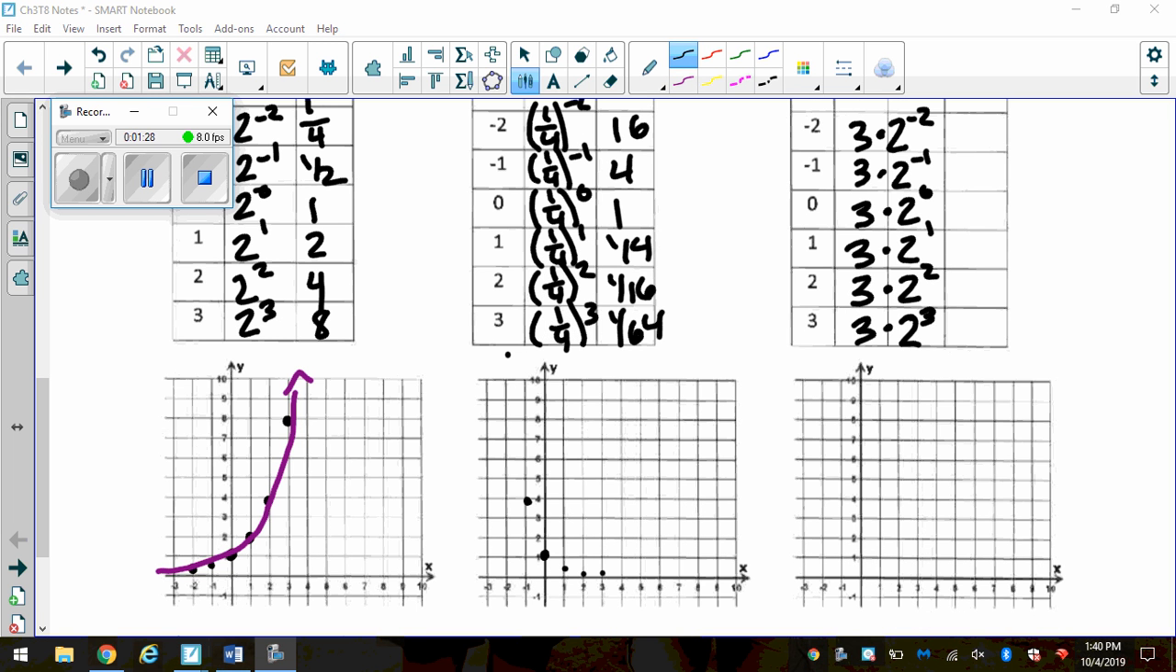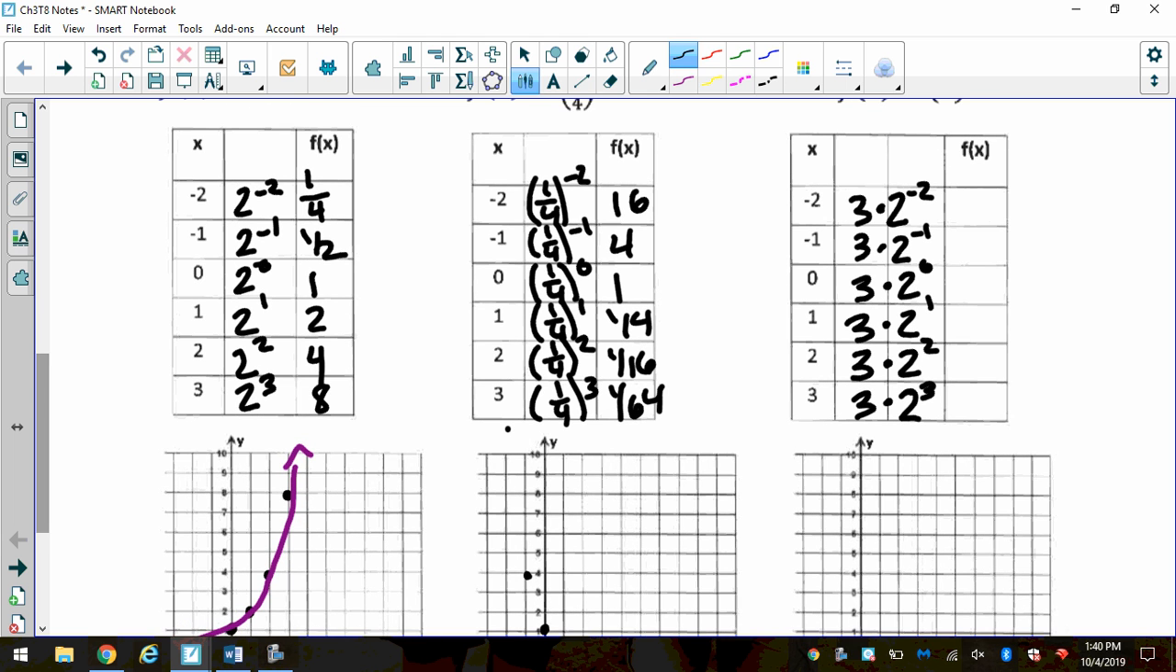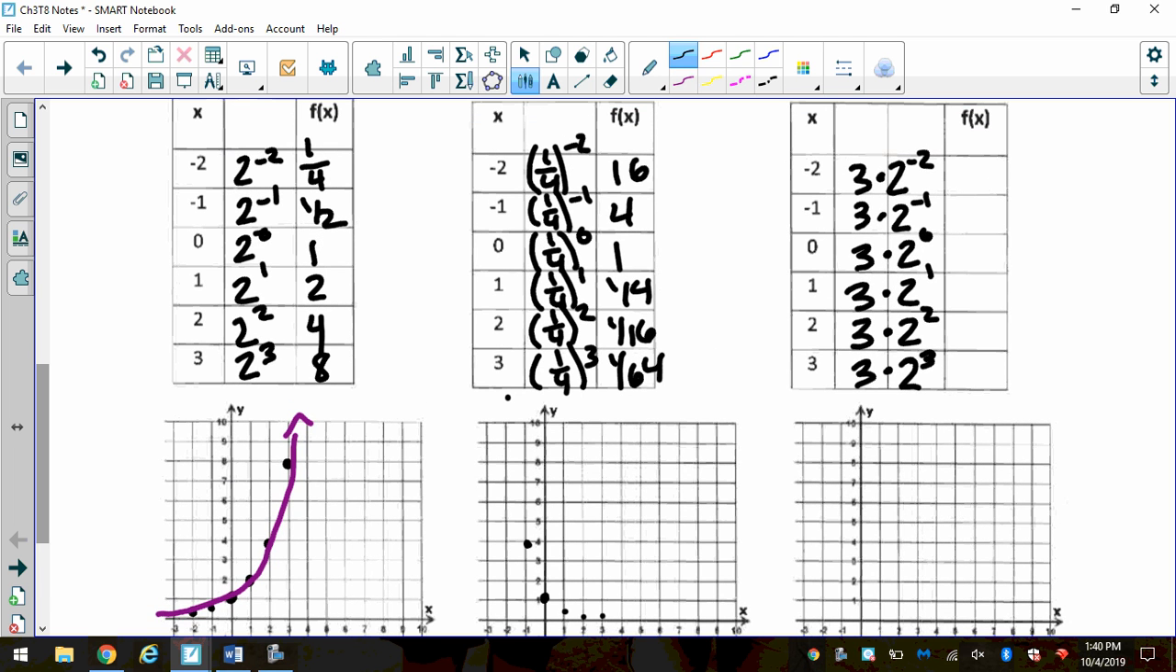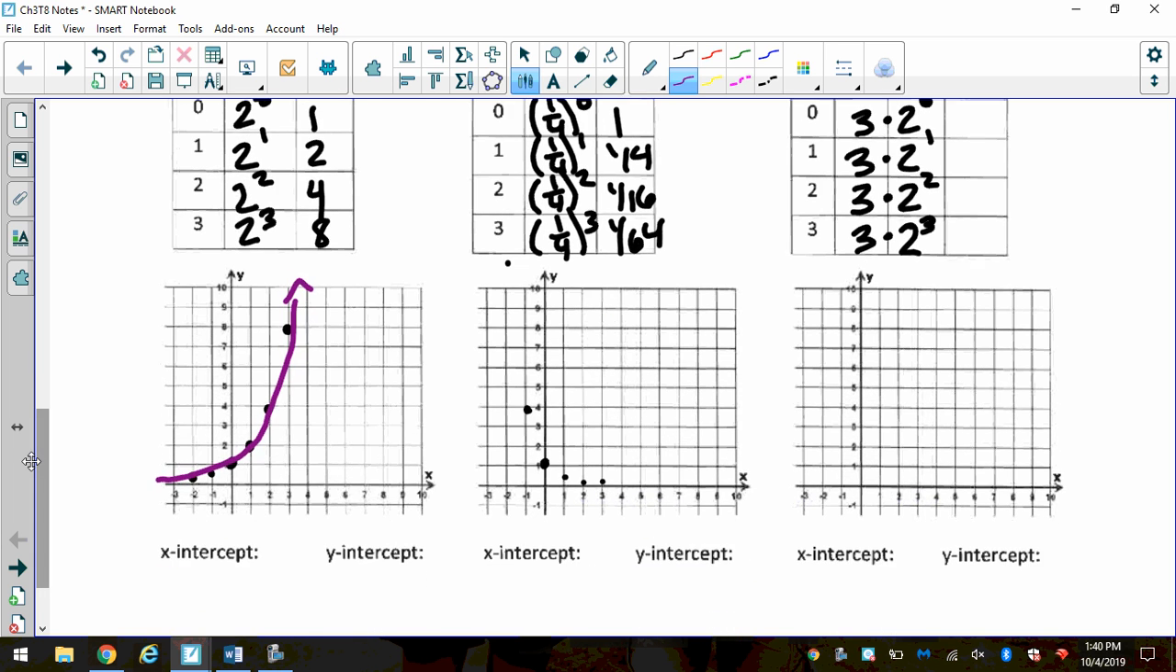As you can see in the table here, I just typed it in, so I got a fourth, a half, 1, 2, 4, 8, and I plotted the dots and connected it down here. You can do the same thing for the next table. I did the math for you. Got 16, 4, 1, 1/4, 1/16, 1/64. You can get all of these also in decimal form by plugging it into your calculator. So if you connect all these, you should say that this one is now going to be going down as you go to the right.